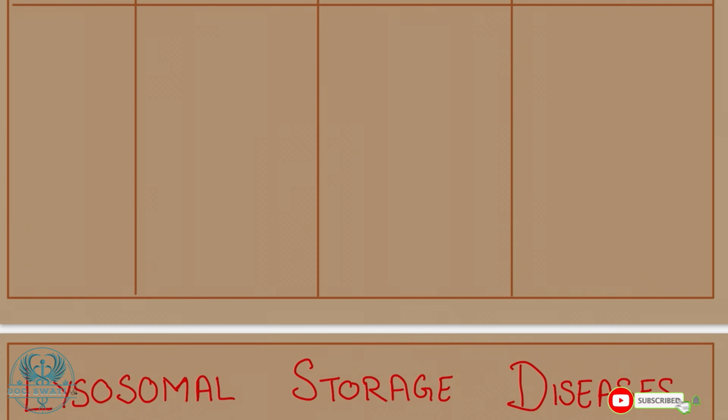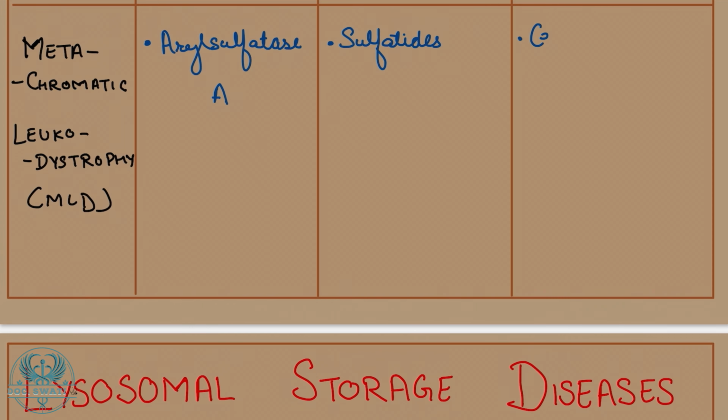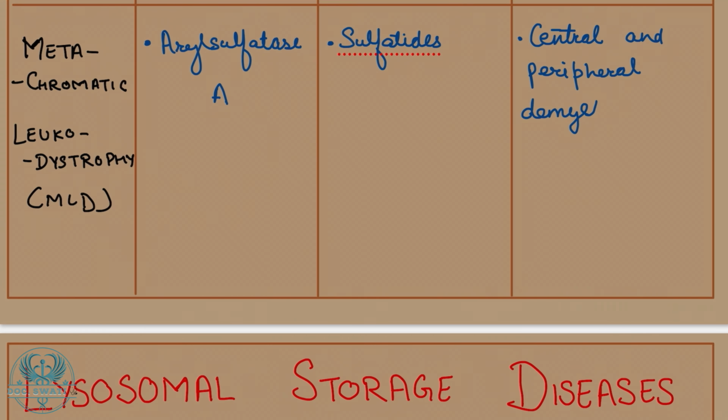Next we'll talk about metachromatic leukodystrophy (MLD), which is caused due to the deficiency of arylsulfatase A. Here we find an accumulation of sulfatides. When we talk about its key clinical features, they include central and peripheral demyelination, ataxia and dementia.